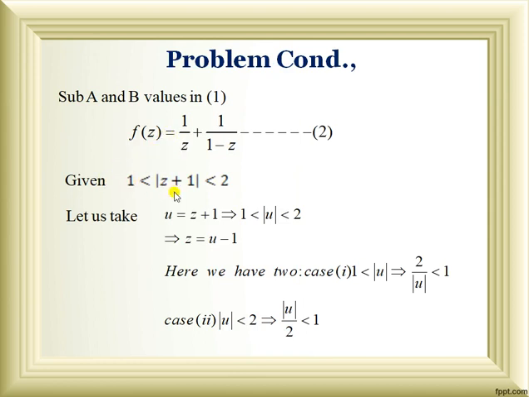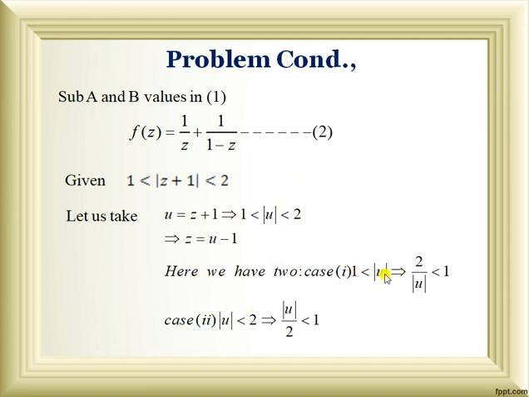Given region is 1 less than modulus of z plus 1 less than 2. Use substitution for z plus 1. Take that as u. From this you have to find out z value also. z equal to u minus 1. Okay, I'm using the substitution into the given region. The region becomes 1 less than modulus of u less than 2. I may consider two cases for this inequality. The first one is 1 less than modulus of u. The second one is modulus of u less than 1.